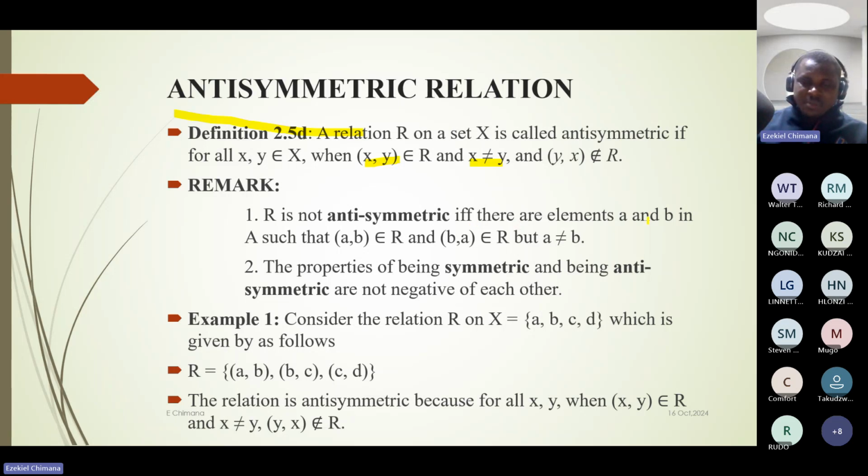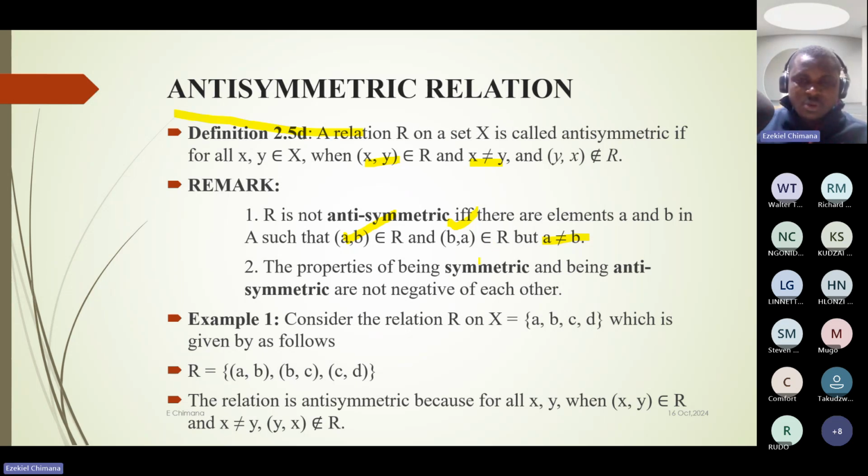So a remark that you need to note: R is not antisymmetric if and only if there are elements a and b in A such that (a, b) is an element of R and (b, a) is an element of R, but a is not equal to b. So whenever you have this case where you have got (a, b) and (b, a), you are going from this direction, then going back there, then the relation is no longer antisymmetric.